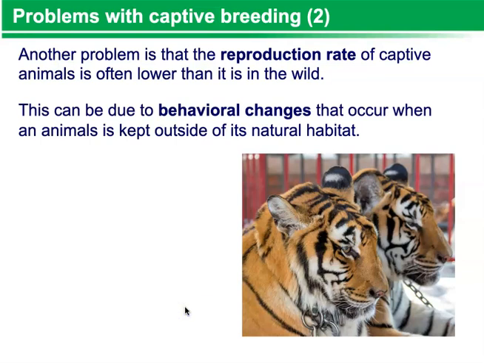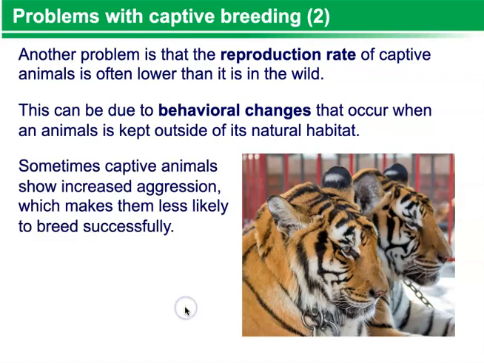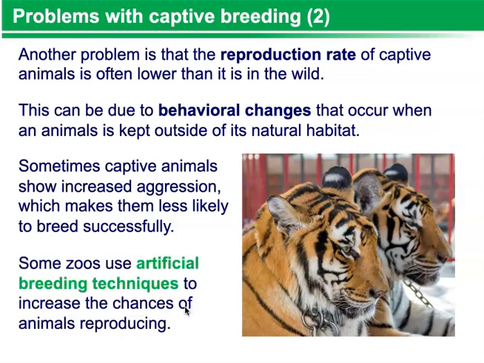This can be due to behavioral changes that occur when an animal is kept outside of its natural habitat. Sometimes captive animals show increased aggression, which makes them less likely to breed successfully. Some zoos end up using artificial breeding techniques in order to get those organisms to reproduce.